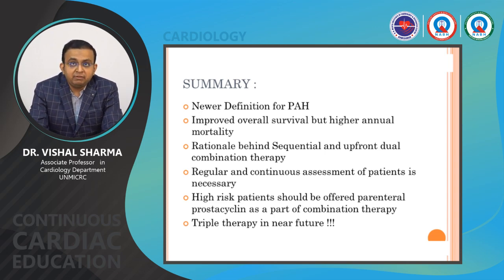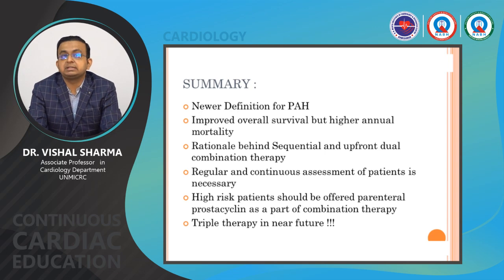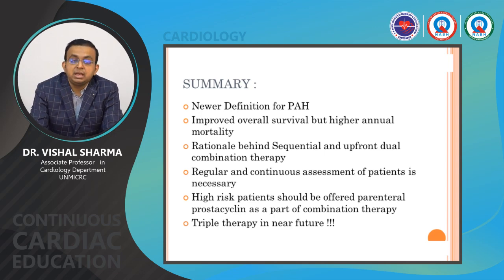There's an improved overall survival, but yes, there's a higher annual mortality. As we discussed, the annual mortality is as high as 15%, and that too in the Western population, it is much higher in the Indian population. We have newer drugs, but a proper approach to treatment is required to reduce the mortality in these patients.